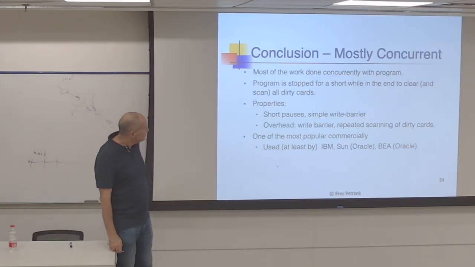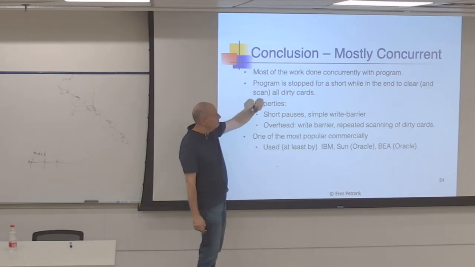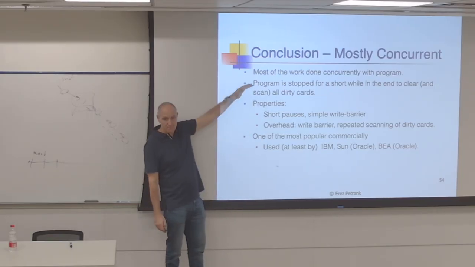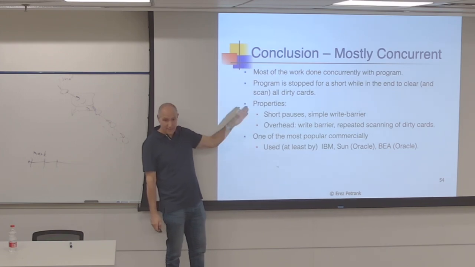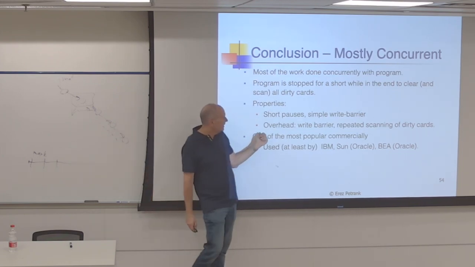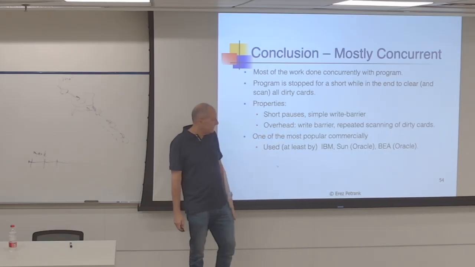And we need to conclude. So most of the work in mostly concurrent is done by the program. We stop it for a short while in the beginning to start, and in the end to do the last card cleaning. And we have short pauses and simple write barrier overhead.